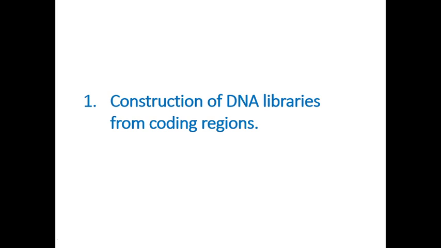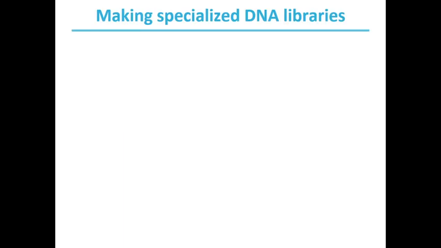The first method is construction of DNA libraries from coding regions. Efforts to define gene or protein function often make use of more specialized libraries. An example is a library that includes only those sequences of DNA that are expressed. This means DNA that is transcribed into RNA in a given organism, or even just in certain cells or tissues. Such a library lacks any genomic DNA that is not transcribed.